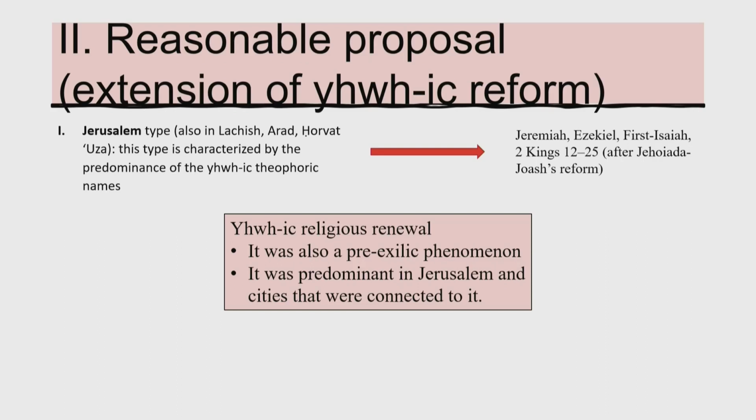First, on the basis of this, we can conclude that Yahwistic renewal was a pre-exilic phenomenon. We cannot say that it's an invention of the post-exilic writers, because we have sufficient data that Yahwistic reform and renewal was implemented in certain regions. It was predominant in Jerusalem and in the cities that were connected to it. So it was not everywhere. It was only in certain parts of Judah where it was strongly present.